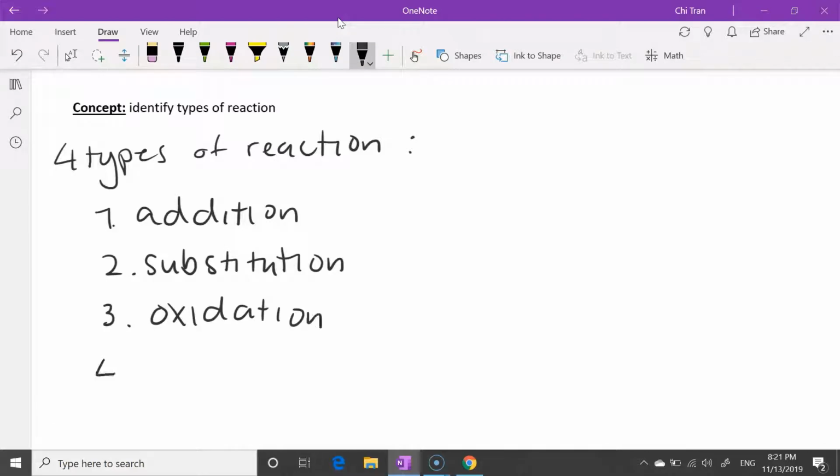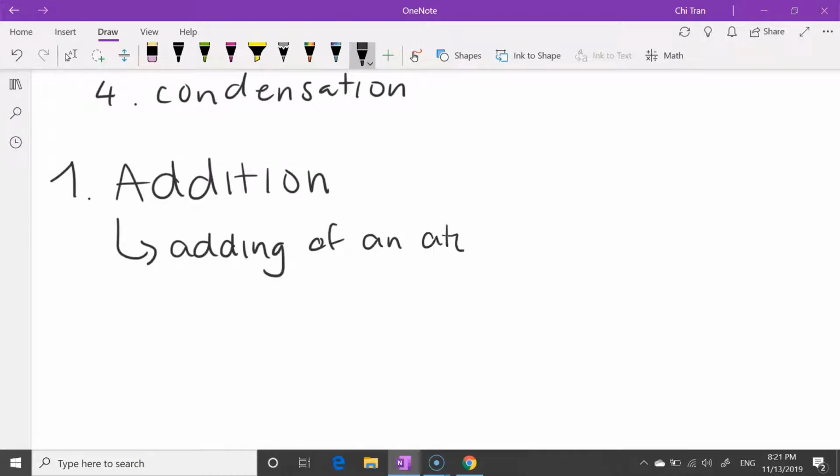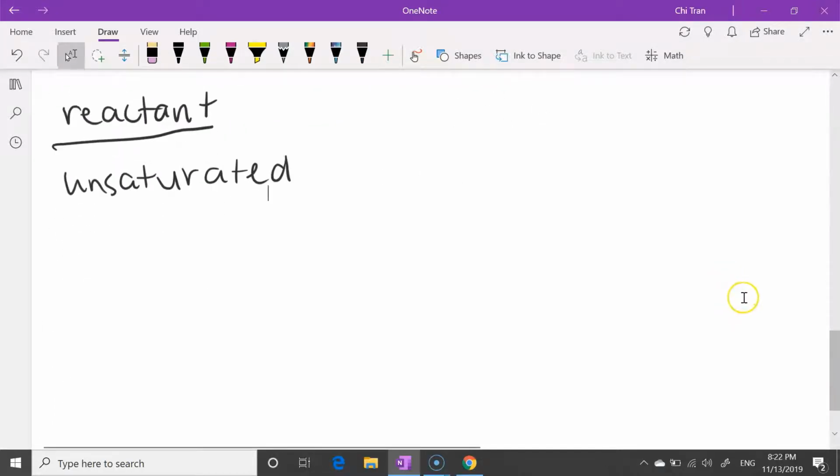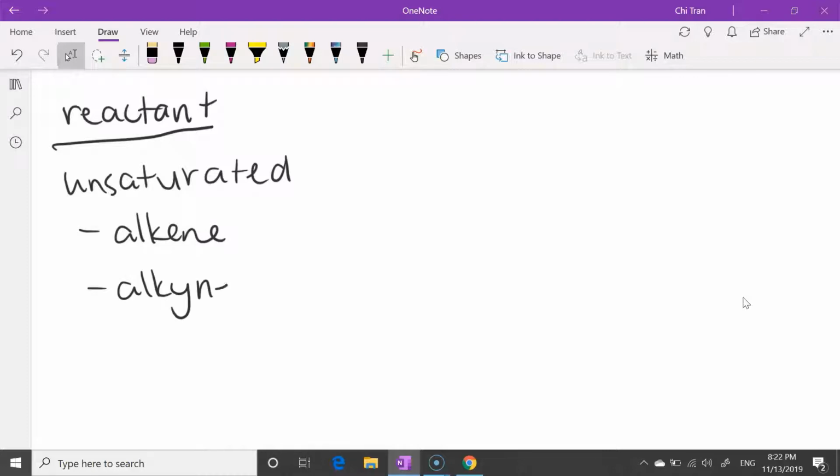1. Addition. 2. Substitution. 3. Oxidation. And 4. Condensation. First up is the addition. So the name tells us that it's an adding of a molecule or multiple molecules, and it's also a saturation of an unsaturated molecule. So that means the reactants need to be an unsaturated molecule, so either an alkene or an alkyne, because the double or triple bond will allow more room for multiple atoms to be added on.